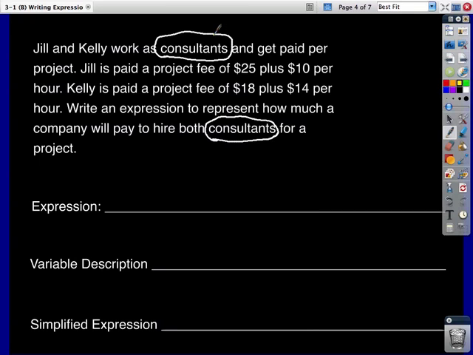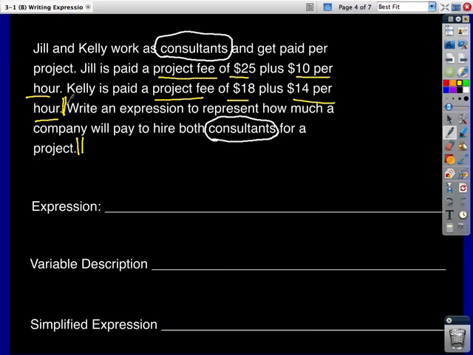So for example, if a company wants to build a new building, they may not know how to build a new building, and they may hire a consultant. Okay. To give them the information they need to know. So then now I'm going to focus on all the information I think I really need. They're consultants. I'm going to need to know this: project fee of $25 and $10 per hour, project fee of $18 plus $14 per hour, and then I want to focus on the actual question.